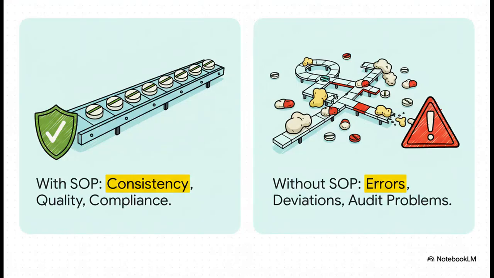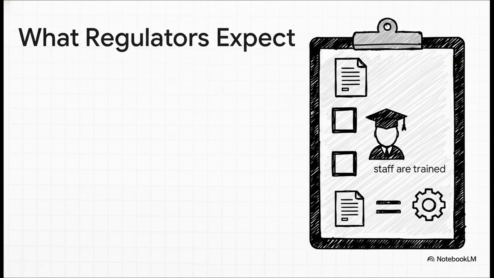The difference couldn't be more stark. Look at this. With SOPs, you get consistency, you get quality, and you stay compliant. Without them, you're basically inviting errors, deviations, and a whole world of pain when the auditors show up. It's a clear choice between having control and just chaos. And you can bet the regulators have very clear expectations. When an auditor walks through that door, they need to see three things, no exceptions.